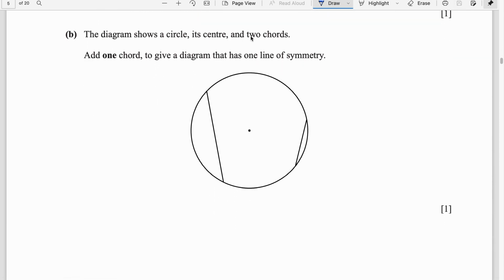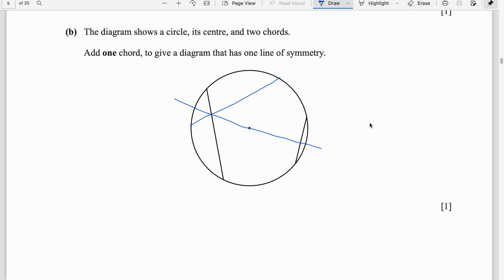The diagram shows a circle, its center and two chords. Add one chord to the given diagram that has one line of symmetry. If you suppose that your line of symmetry looks like this, then you will be adding this chord. This is your answer. The other way could be, you suppose that your line of symmetry would appear like this. So this is the added chord. So it has one line of symmetry. Both of these are possible answers.